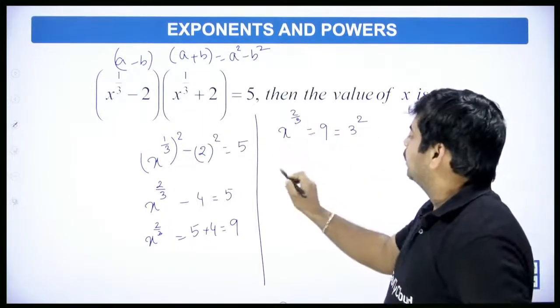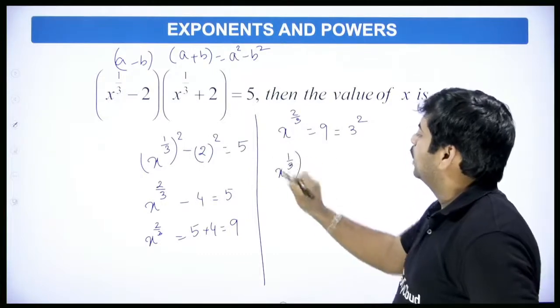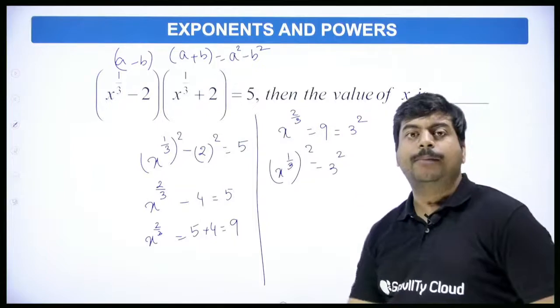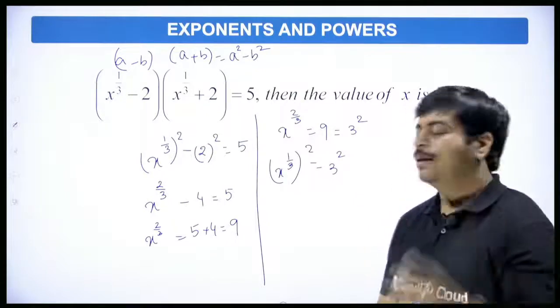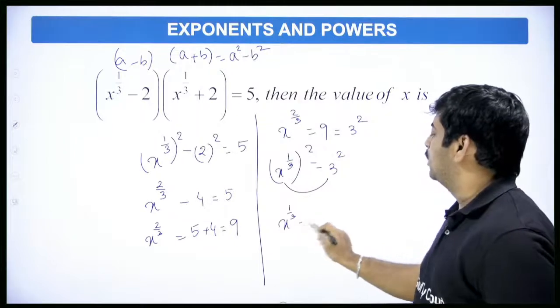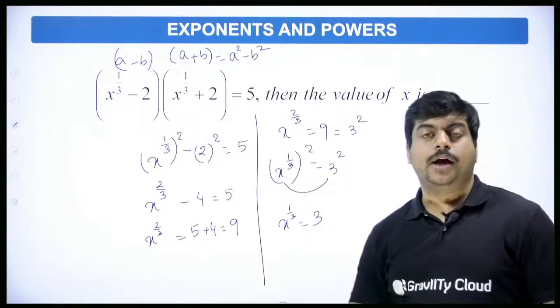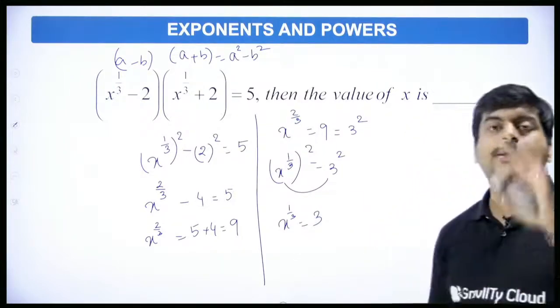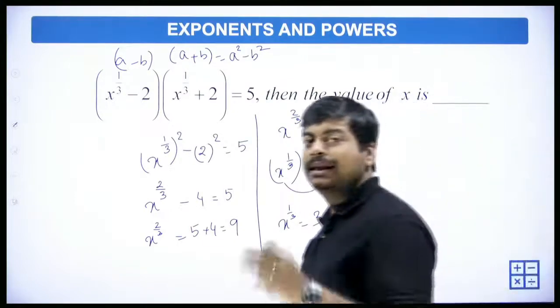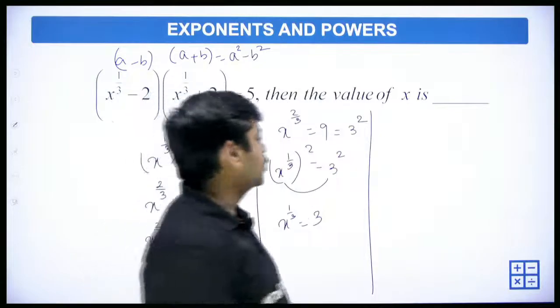This x power 2 by 3 we can write as x power 1 by 3 whole square is equal to 3 square. So now it is enough to compare, because the powers are equal, the bases should be equal. So I can say that x power 1 by 3 is equal to 3. And now tell me how to find the value of x. Cubing on both sides. We do cubing on both sides so that we can eliminate that 1 by 3.